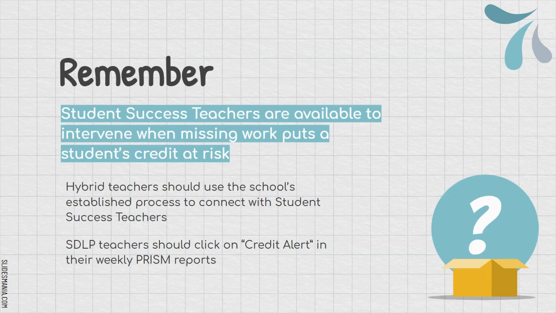So hybrid teachers should use the school's established processes to connect with student success teachers, and SDLP teachers will click on that credit alert in their weekly PRISM reports to identify that a student is in a position where their credit is at risk because there are so many assessment pieces missing.